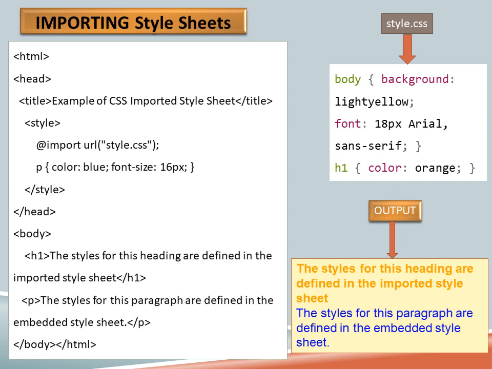Now the last is importing a style sheet. That means you have already created a style sheet, a CSS file, and you are going to use that external style sheet in your file, but here we will use the import statement. Like in the style tag, @import, then the URL is used, style.css. That means the properties which are used in style.css will be used. Also you can define your own properties. In the h1 tag we are writing one line, and in the paragraph tag we are also writing one line.